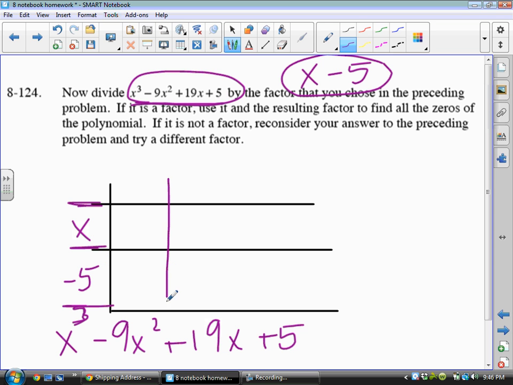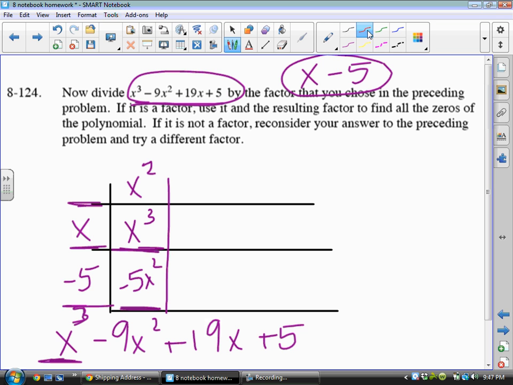Okay, so I know in this first spot, this number needs to be my leading term as well. So this needs to be x to the third. To make that happen, it needs to be x times x squared. Okay. So now I know that's x squared. So I can find out the bottom box would be negative 5x squared.